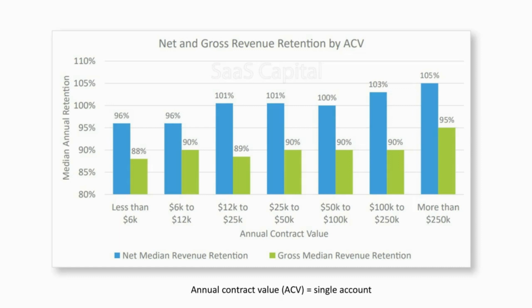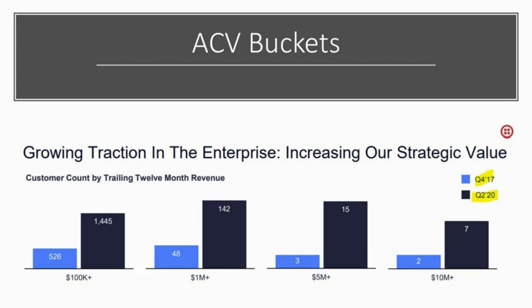This ACV stands for annual contract value, and that's simply the average contract value of your client base. So if a client's paying you more than $250K a year, they're less likely to cancel, more likely to pay you more money than if they were only paying you $6K a year. Again, that's quite intuitive. And here you can see these ACV buckets for, I think this is Twilio, and they show you 2017 compared to 2020 and the number of customers in each bucket.